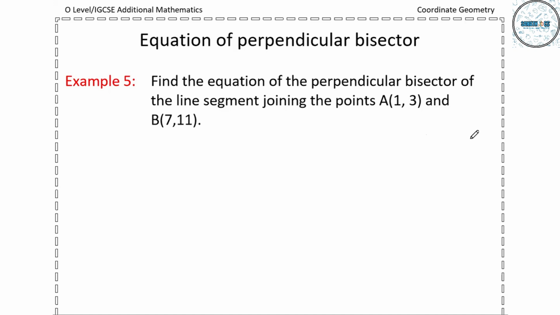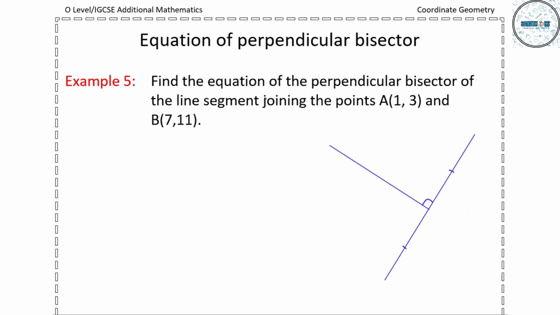Perpendicular bisector is the line which intersects another line by making an angle of 90 degrees and at midpoint. So if this is the line, this line is the perpendicular bisector of this line. It is making an angle of 90 degrees and it is dividing this line into two equal halves.